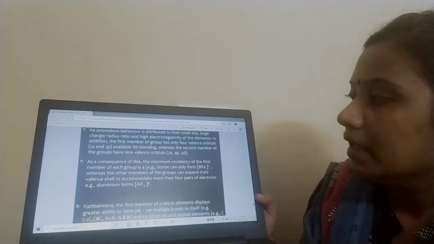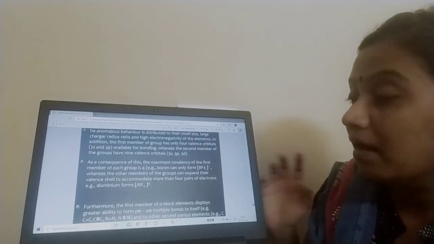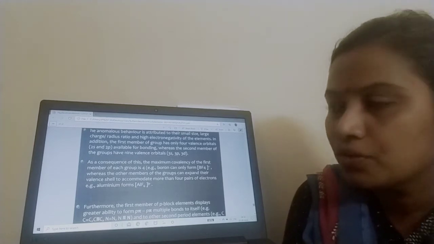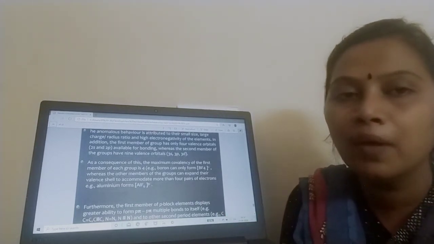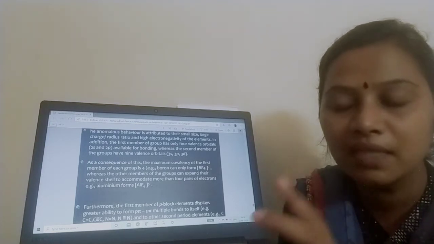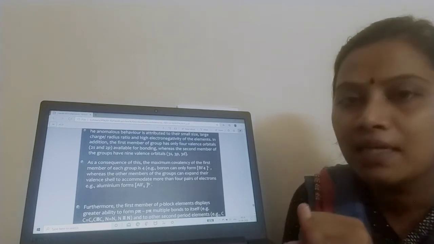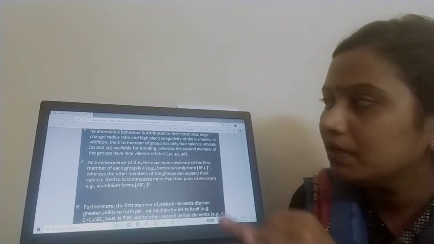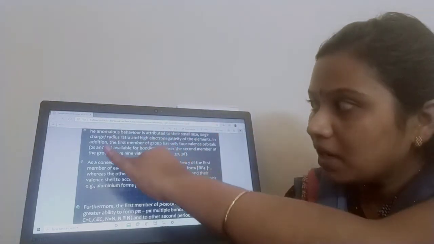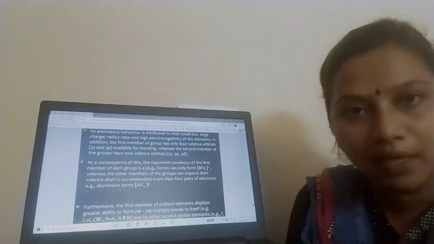Now, the anomalous behavior is attributed to small size, large charge to radius ratio, the C by R ratio, and high electronegativity of the elements. Why do they show diagonal relationship? Because they have some differences from other elements. What are they? First, their size is very small. Number two, their charge by radius ratio is very large, and they have high electronegativity.